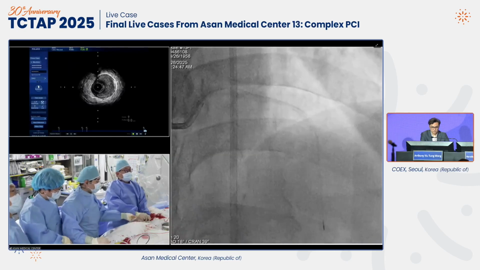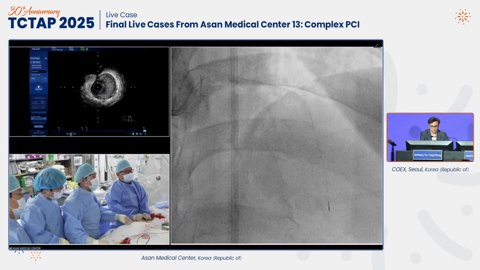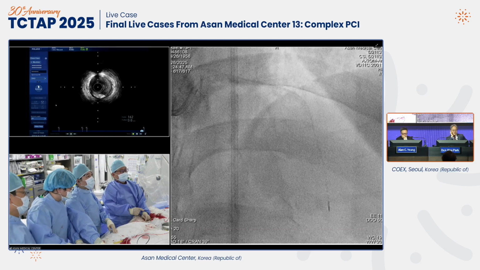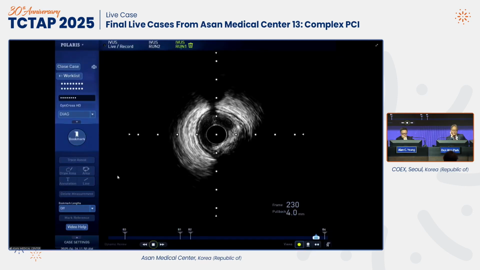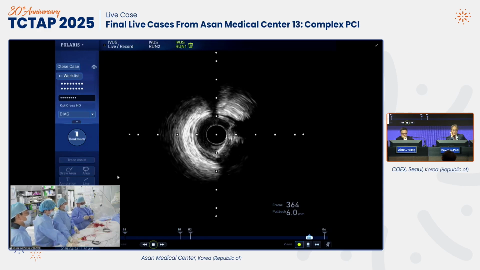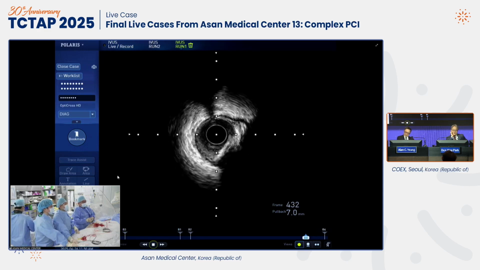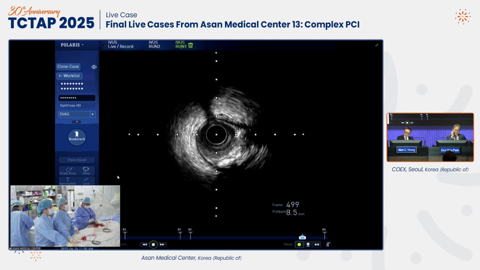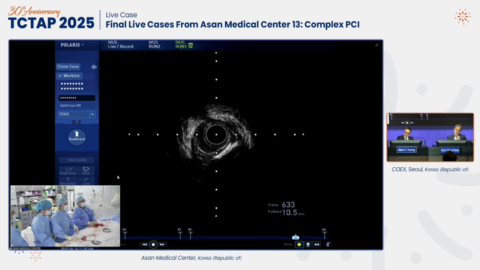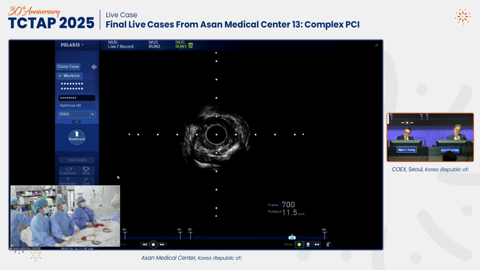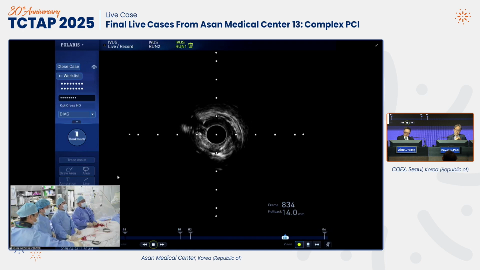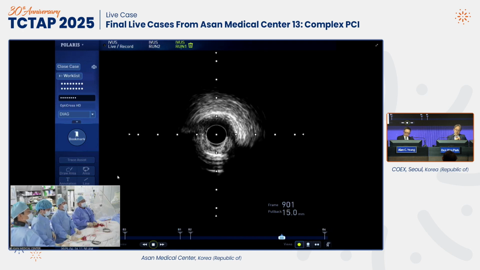This is the microcatheter. This is the distal part of the diagonal branch. The diagonal is not so small, around a 3.0 vessel. So here is a proximal calcified diagonal branch, 2.5, 2.0 something. Is this the ostium of the diagonal branch? No, not yet. Not yet. Wow. Diagonal branch. Wow, very tight.